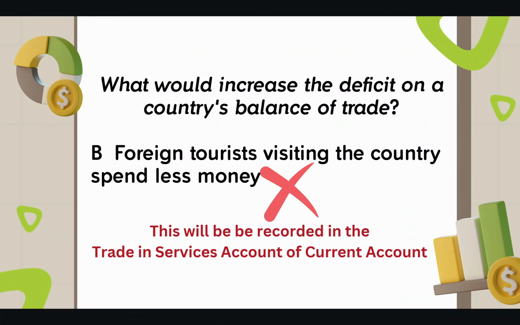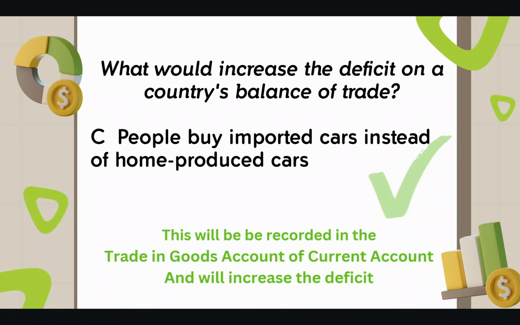B. Foreign tourists visiting the country spend less money. This will not be recorded in the balance of trade. This will be recorded in the trade in services account on the current account. C is the correct answer.